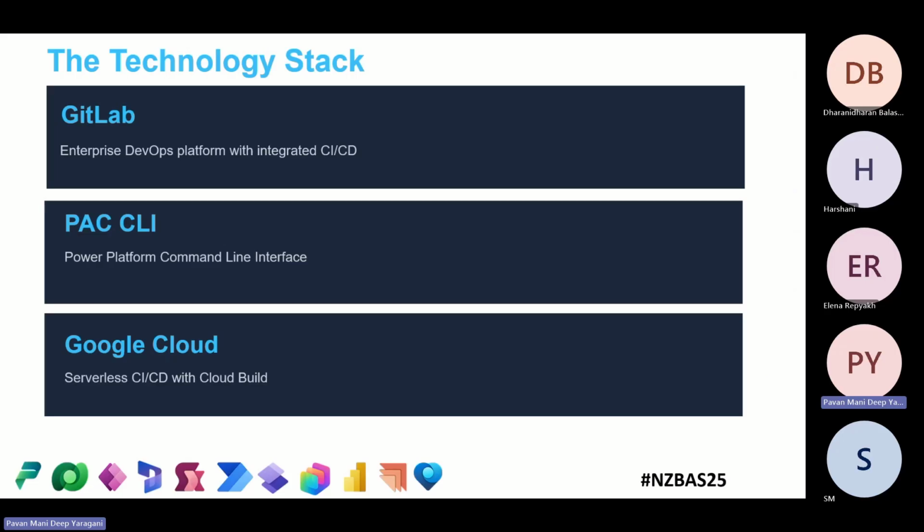So this is the technology stack which we have implemented for our CI/CD pipeline, where we are using GitLab, PAC CLI, and Google Cloud, only these three things. So that's it. We are done. And believe me, I just started about 2 weeks back, and I was able to implement it within less than a week. The complete pipeline I completed in, I should say, 1 day. So I think it's very easy. You can easily get started.